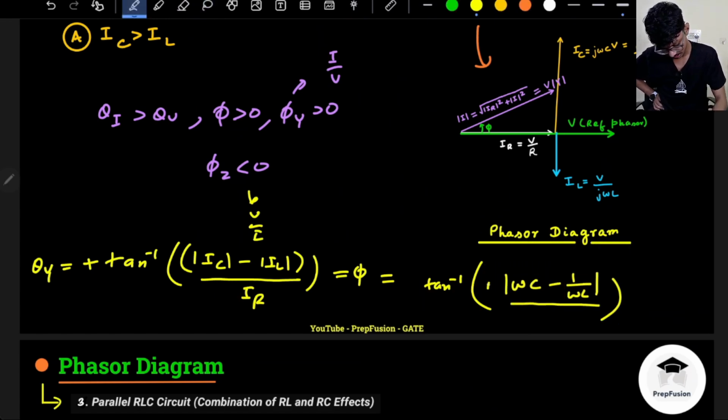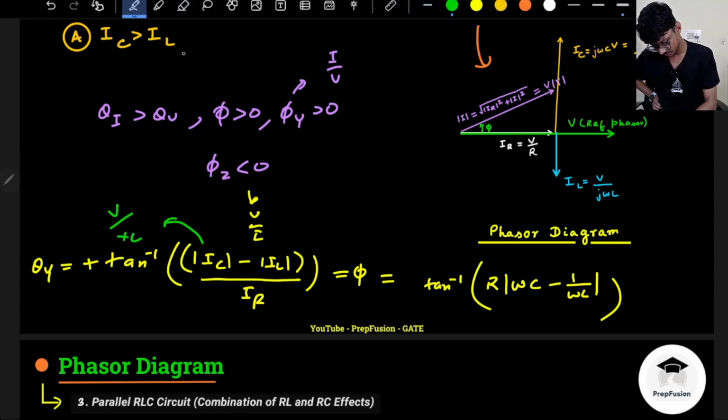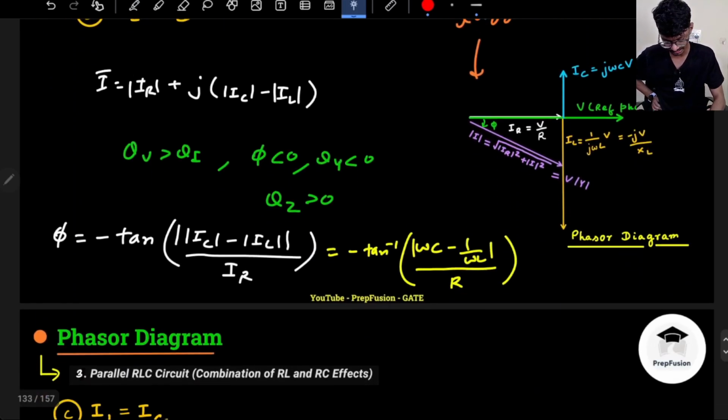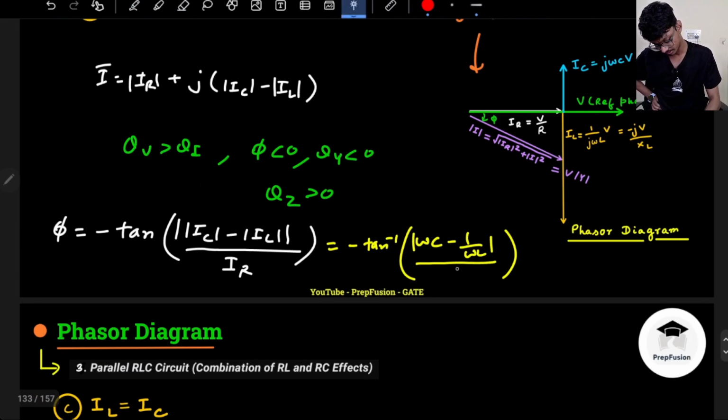Somewhere I'm making a mistake. R will go at the top. So simplification, I hope you know, right? So we'll simplify. This is v by xc, and xc is 1 by omega c. I'm talking about the magnitude only. And xl is omega l. So il is basically v by xl, this is xc, and ir is v by r. If you do the simplification, you will get back to this result. Here as well, r will not be here, r will be at the top actually.